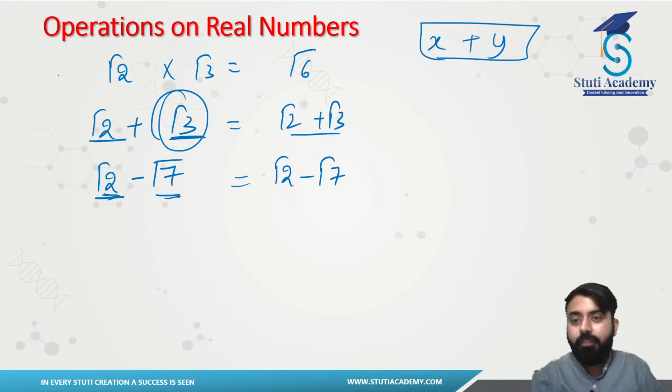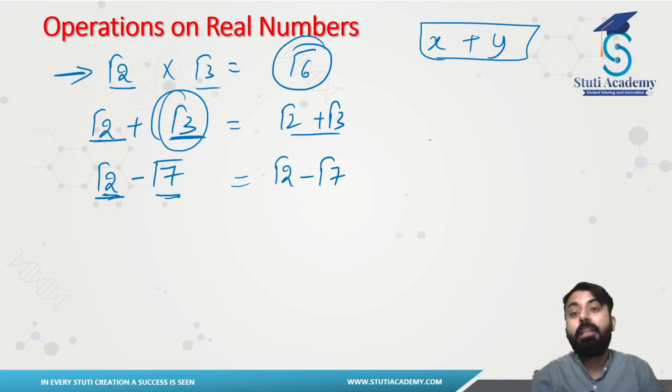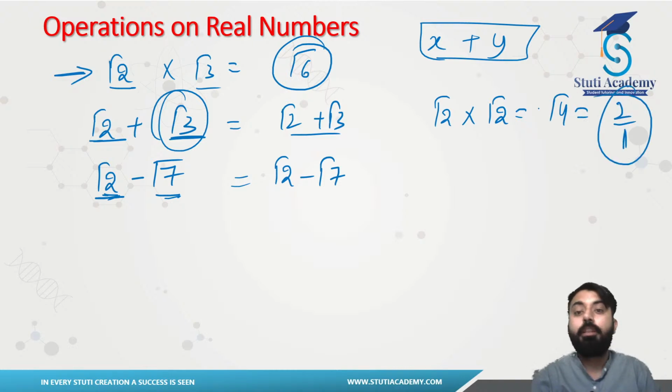So you guys see, if I multiply two irrational numbers, your number can be irrational or it can be rational also. How? If I multiply square root 2 with square root 2, you guys see I will be having square root 4. That will be a 2, which is 2 by 1 in the form of rational. So while you multiply two irrational numbers, your product can be a rational or can be an irrational.